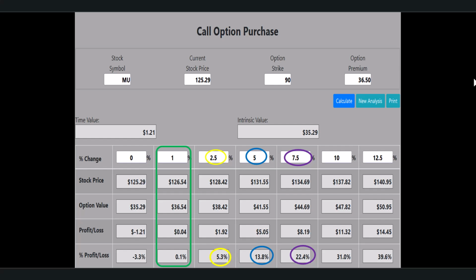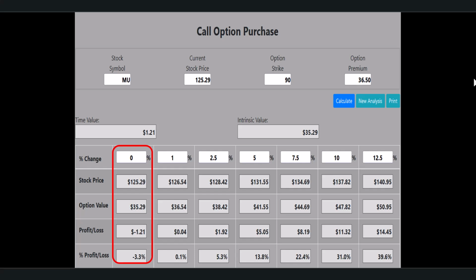The call option purchase calculator also shows that if the MU stock price increases by 2.5%, the 90 call will make a 5.3% or $192 profit. If the MU stock price increases by 5%, the 90 call will make a 13.8% or $505 profit. If the MU stock price increases by 7.5%, the 90 call will make a 22.4% or $819 profit. The 10% and 12.5% numbers are also displayed. You can see that the profits get better and better.